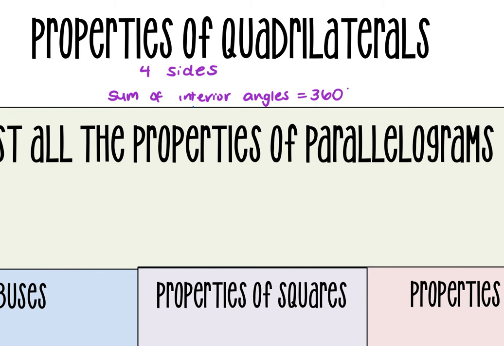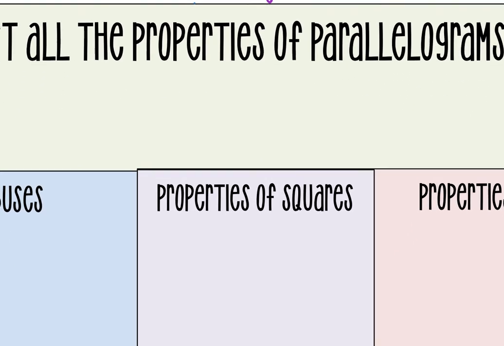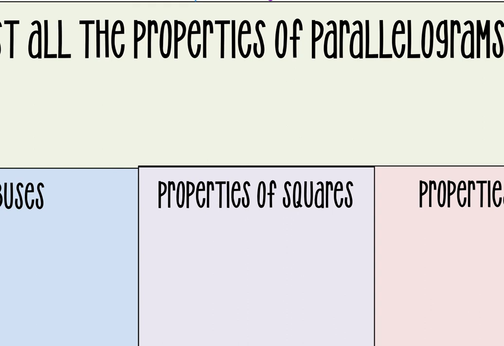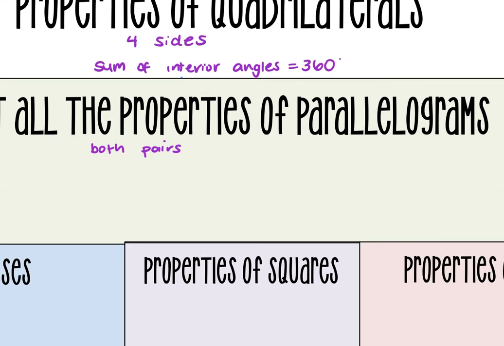Then we narrow it down to a parallelogram. So by definition, a parallelogram is what? You move back up to parallels. What's the definition of a parallelogram? Not congruent. Parallel. Both pairs of opposite sides. All right, so that's the definition.